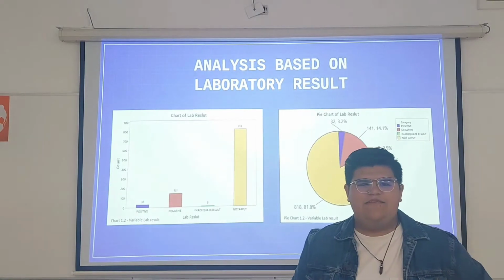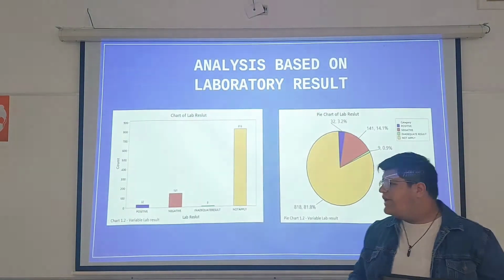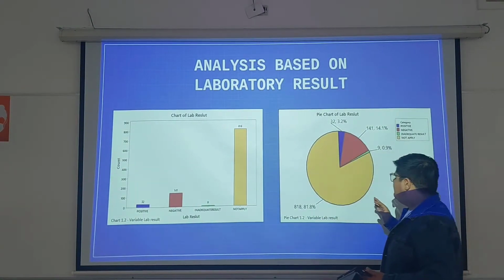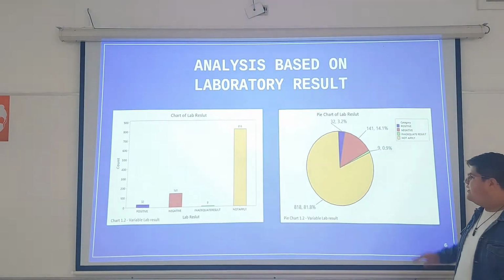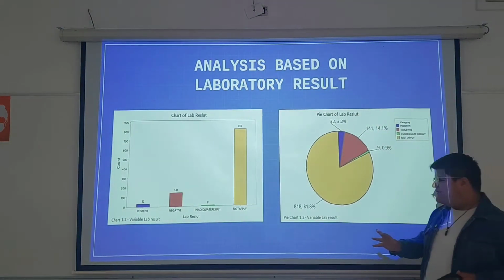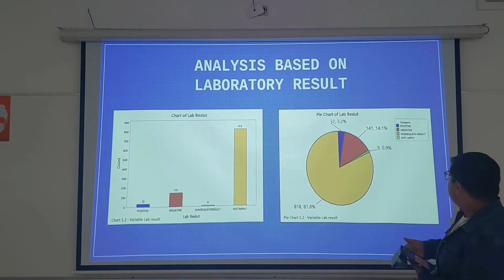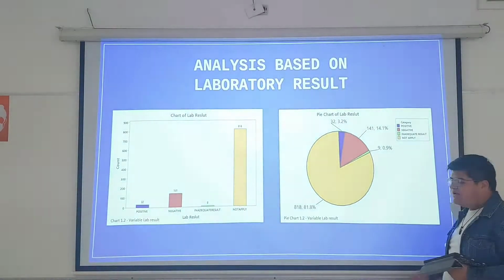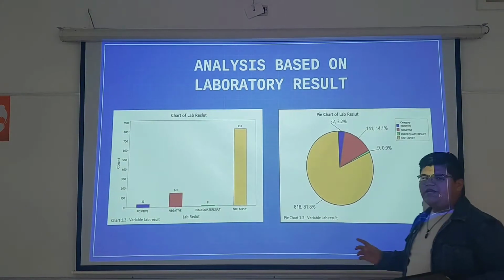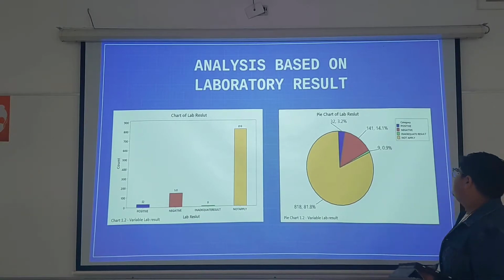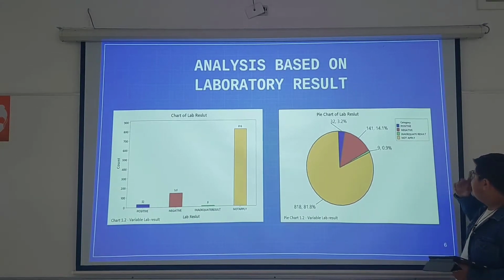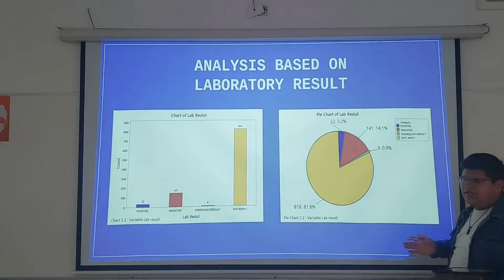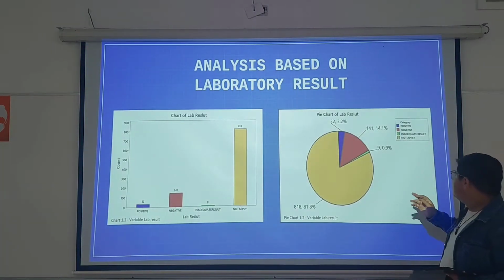So the next analysis is based on laboratory results. Here we have 2 charts. The first one is a traditional chart with bars, and the second one is a pie chart. Okay. Here we have 4 variables. The first one is the color blue, that is positive, with 32 cases. The second one is negative, the red one, with 141 cases. The third one is the color green, that is inadequate result, with 9. And the most frequent is the color yellow, that is not applied.